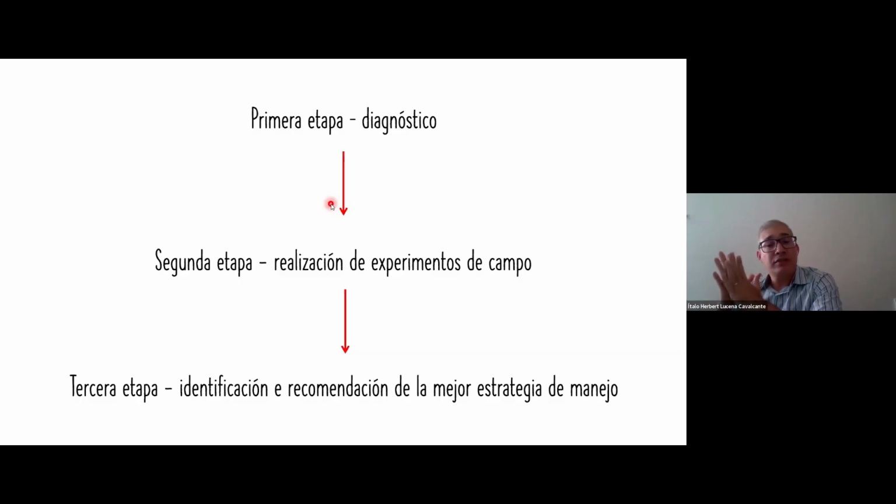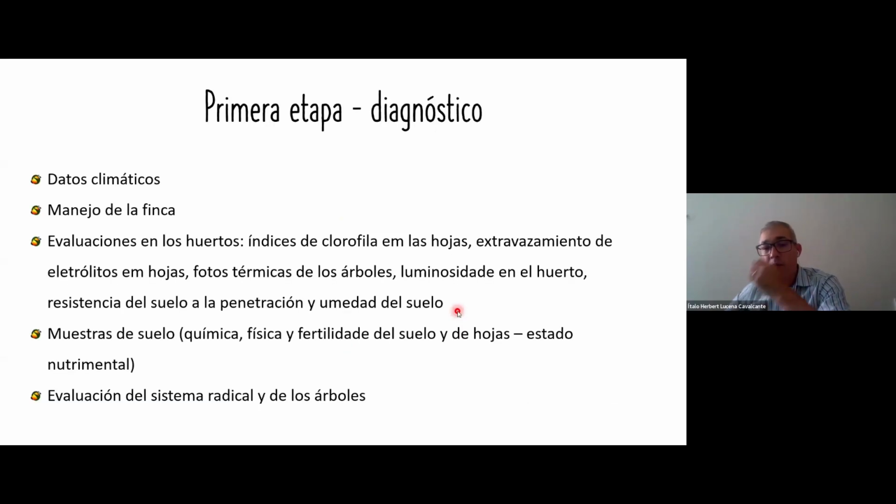But the growers said, well, look, we also have some Ataulfo, and generally Ataulfos also have issues with size. So of course we can do it with Ataulfos as well and provide the support that we can. So of course we set out to do that because that clearly would be useful. So it was applied with Tommy and Ataulfo as well. The first stage was diagnosis. The second stage was conducting field experiments. And the third stage was identification and recommendation of the best management strategy.